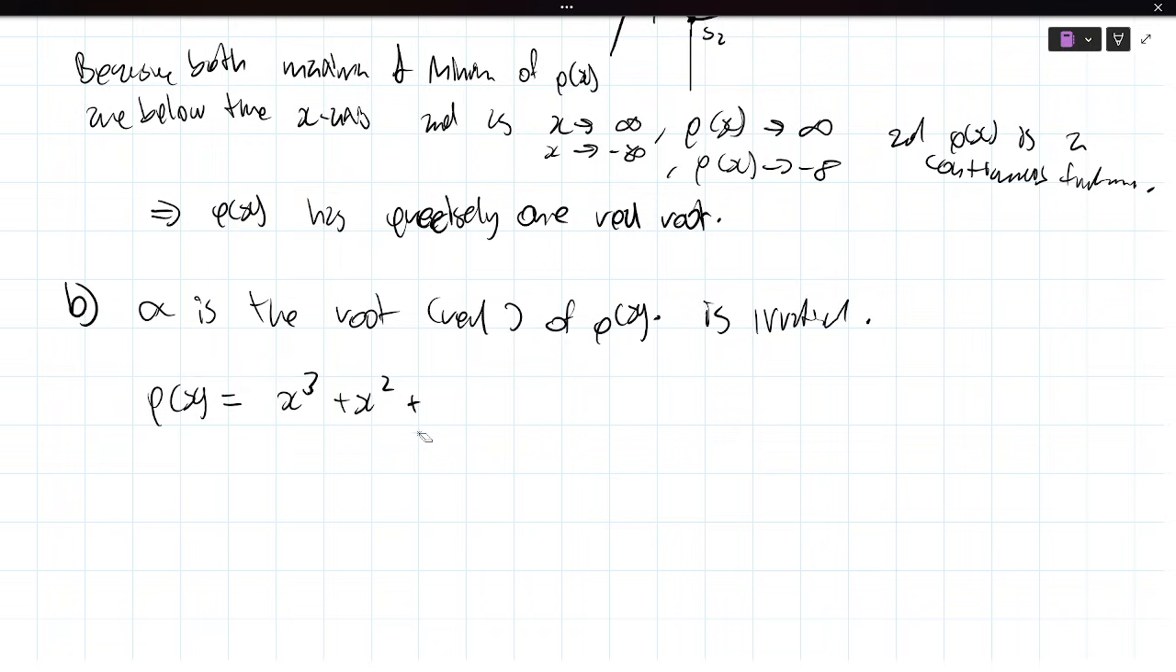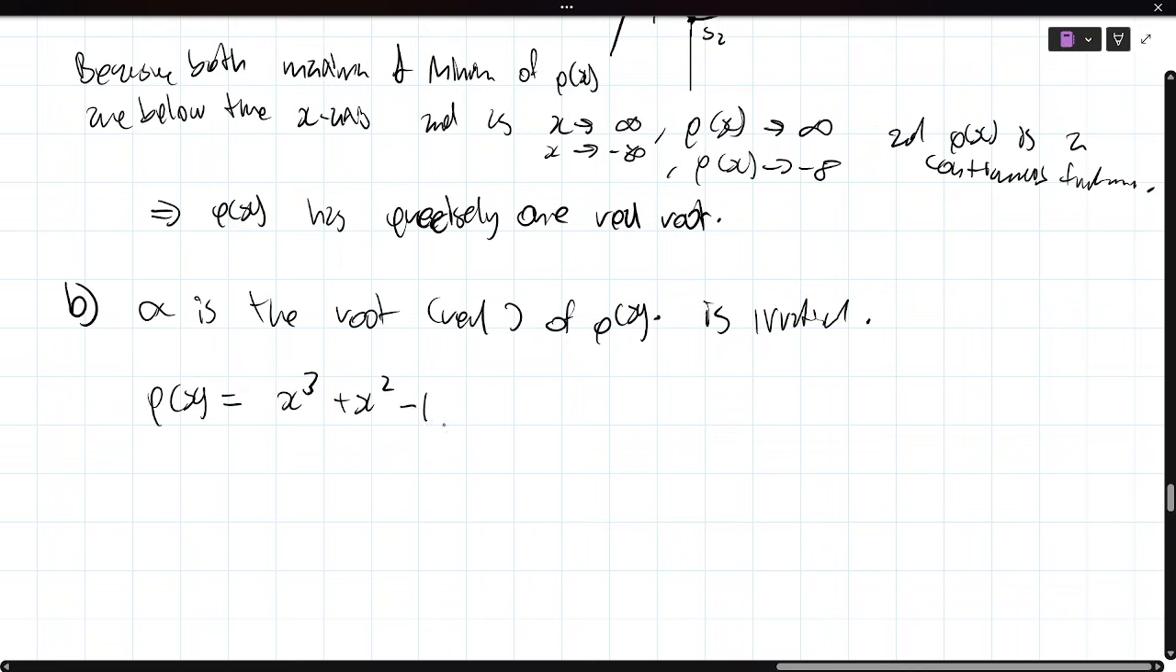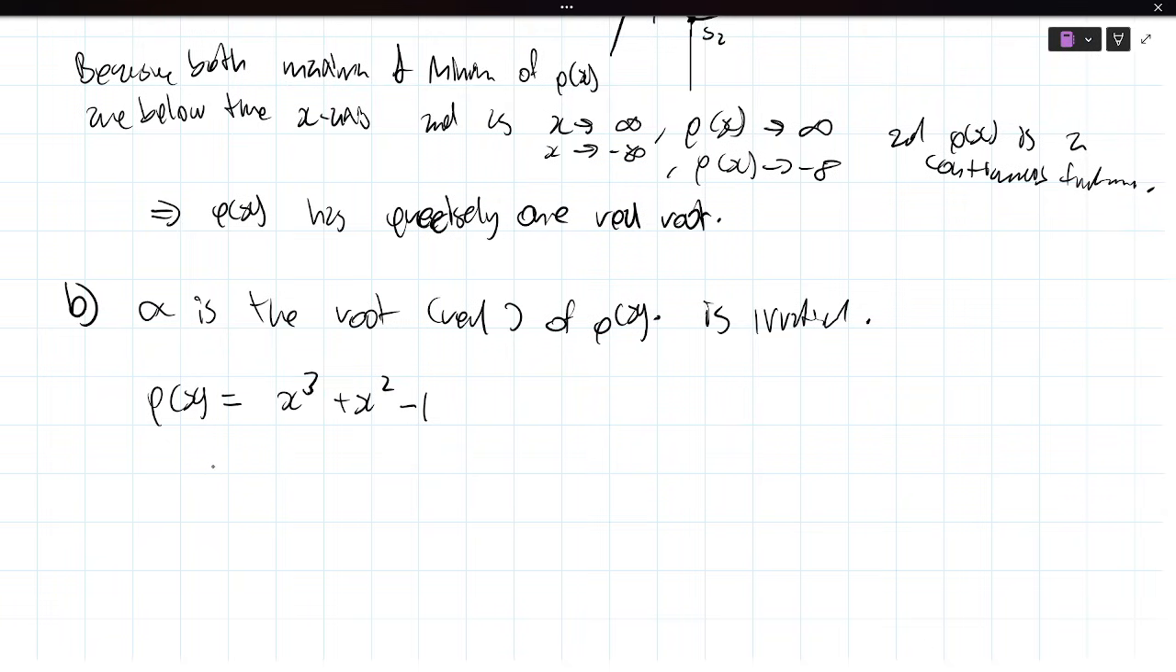It states that the possible candidates for my rational roots are of the form divisors of my constant term over divisors of the coefficient of my leading term. So for instance, my rational root candidates here are plus or minus 1, so p of 1 and p of minus 1.